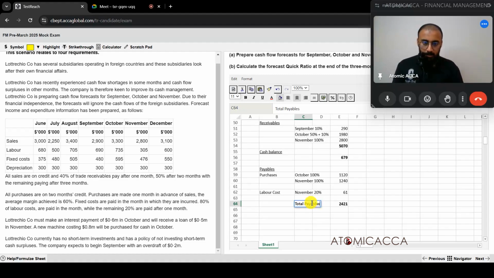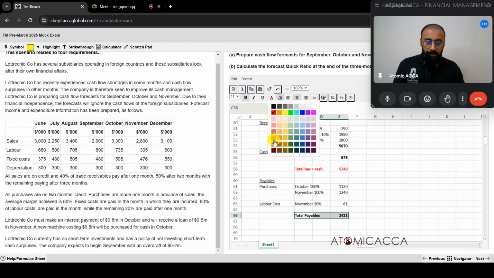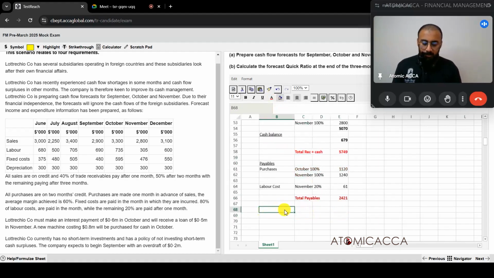Total payable. Total receivable plus cash balance, that is equal to 679 plus 5070. Total receivable, total payable. And if we do the quick ratio calculation now, quick ratio hence will be equal to total receivable plus cash balance divided by total payable, that is equal to 2.37.